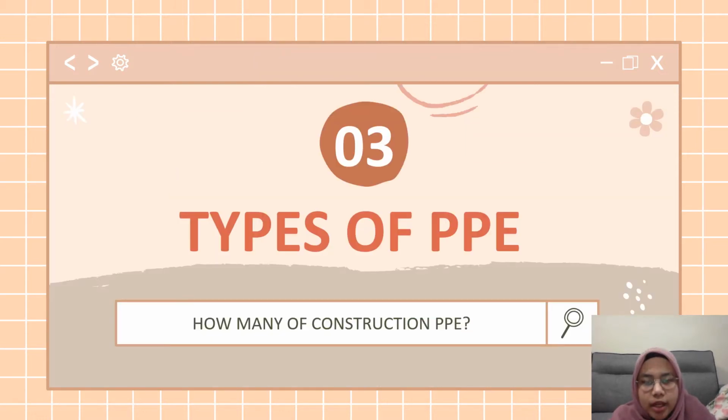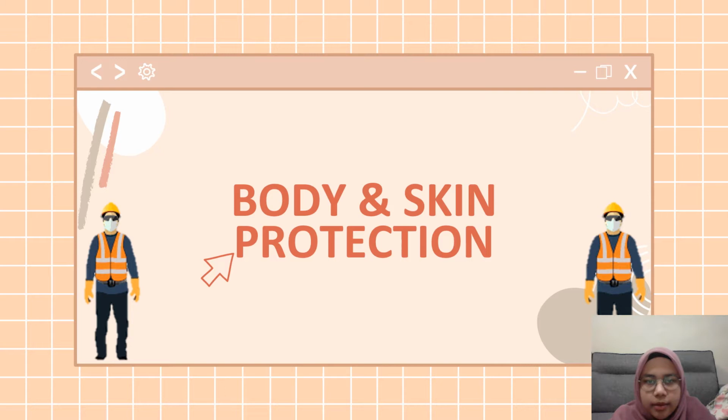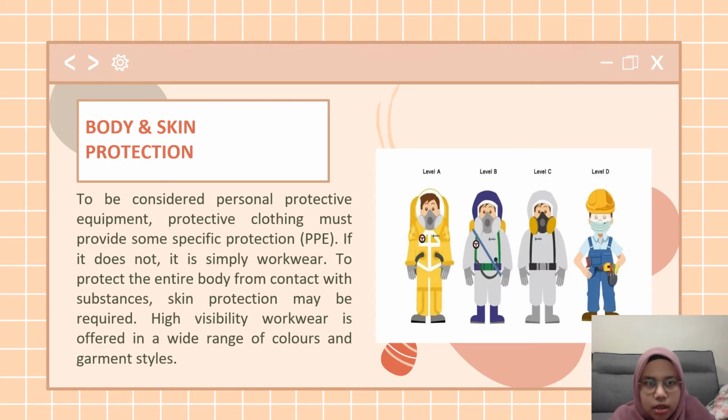Types of PPE: how many types of construction PPE are there? The first one is body and skin protection. Body and skin protection is PPE, protective clothing that can protect the entire body from contact with substances.